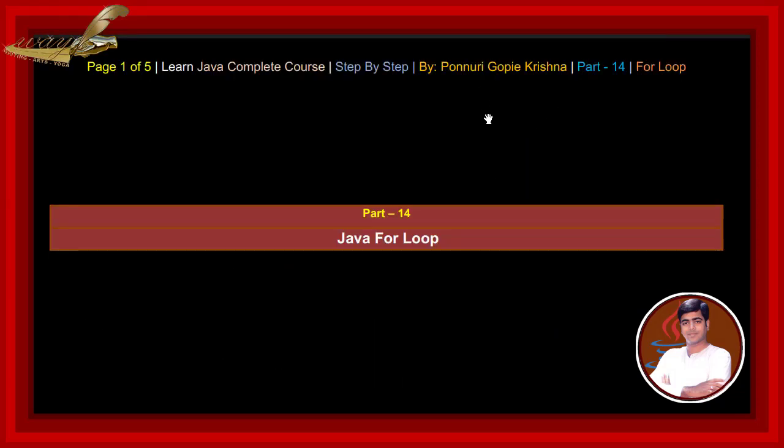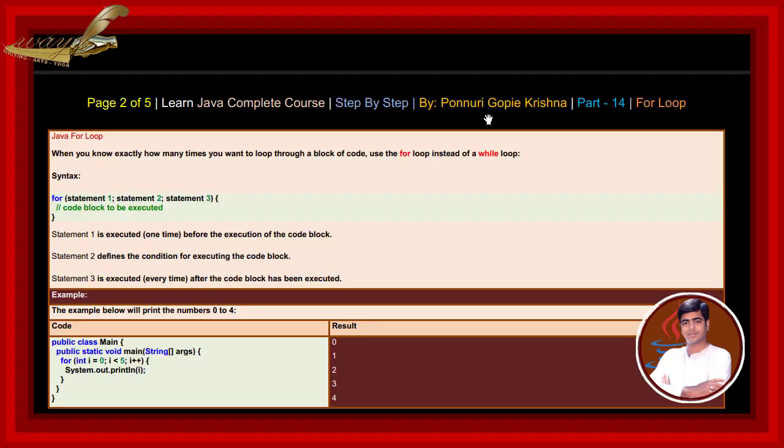In this session, let us learn about the Java for loop. When you know exactly how many times you want to loop through a block of code, use the for loop instead of a while loop. The syntax: for (statement 1; statement 2; statement 3) { code block to be executed }.